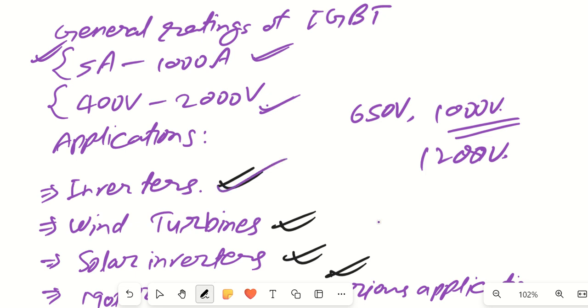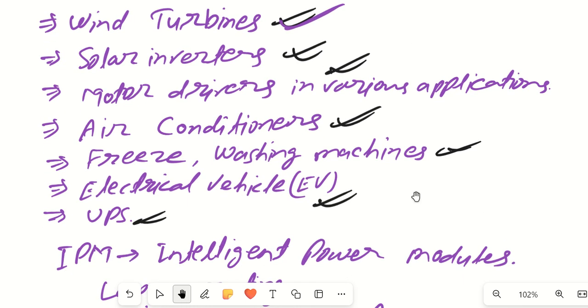As you can see, it can be utilized in inverters, wind turbines or solar inverters. Basically motor drivers and all those things utilize these. Motor drivers or air conditioners, fridges, washing machines, our home appliances, and induction heaters or cookers: all those things also utilize IGBTs. We have electric vehicles. In automotive there is a lot of utilization of IGBTs because of their good functionalities, and generally IGBT gate drivers are used to drive them.